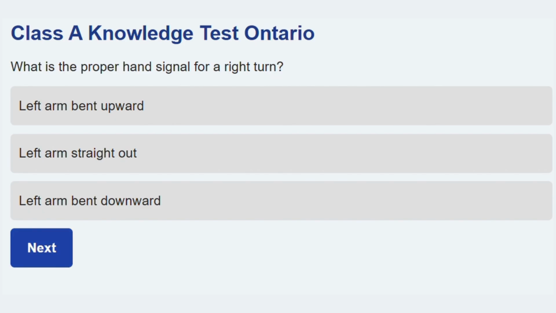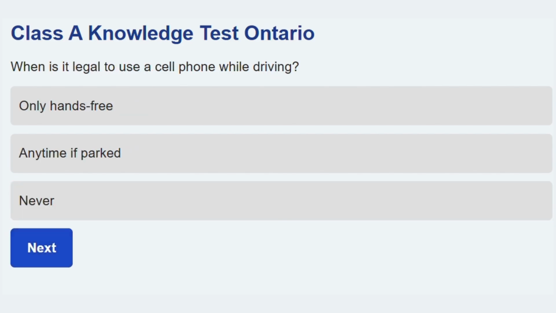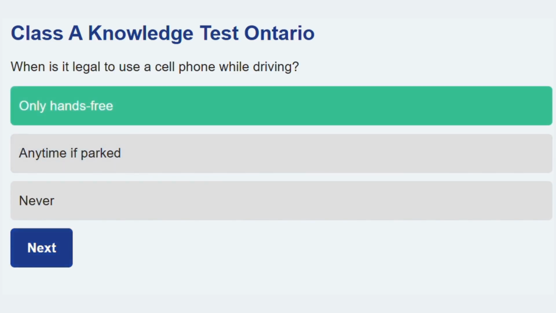Next up, what is the proper hand signal for a right turn? Left arm bent upward. Standard signal when electric signals fail. Moving on, when is it legal to use a cell phone while driving? Only hands-free. Minimizes manual and visual distractions.